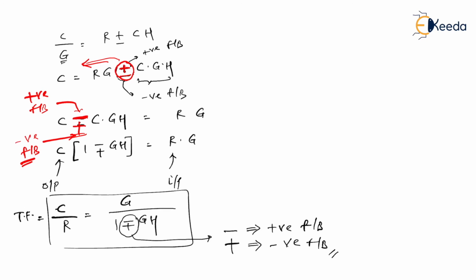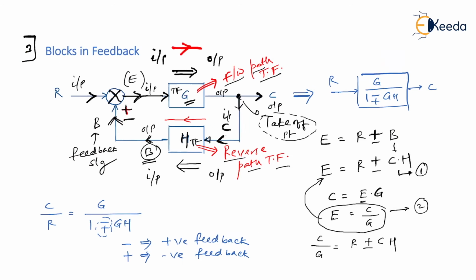So my aim is just to prove the overall transfer function. Since we got the overall transfer function, I can put it inside the block. So the overall transfer function is G upon 1 minus plus GH, where input is R and output is C. Hence we have proved that this is the overall transfer function. Let's go back. And now look at this.